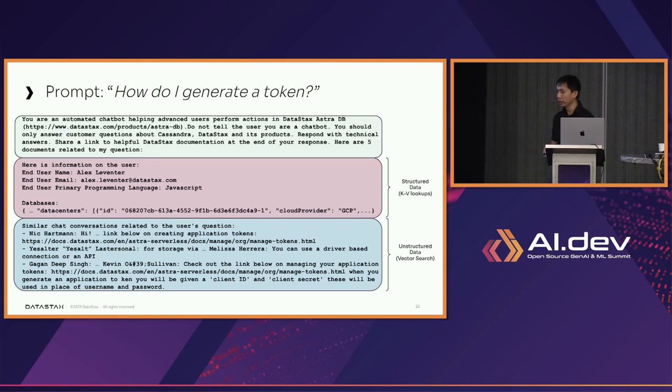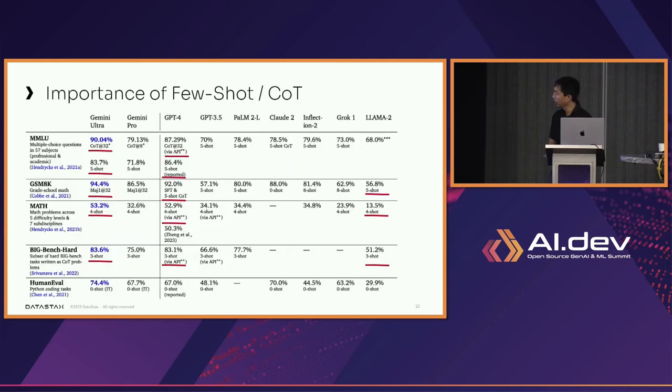Now, this is where it gets really interesting and very subtle. I am showing you the benchmark results from Gemini. And one of the things that you will see in all the Gemini results is that they talk about few shot or chain of thought. So what is this? It turns out that these models only operate very well if you have examples similar to the question that you're asking. And I'm going to give you an example of what an example looks like.